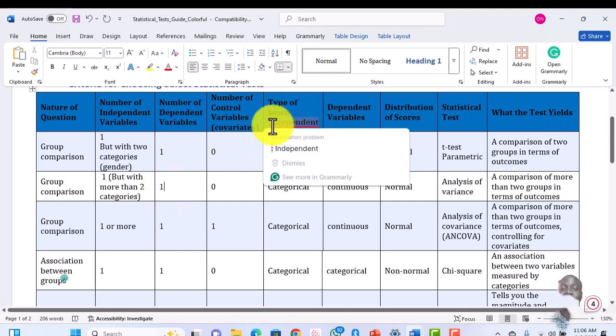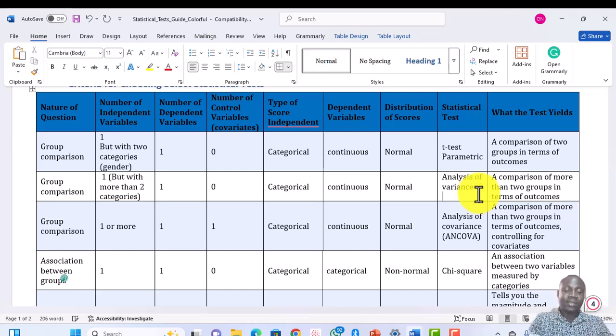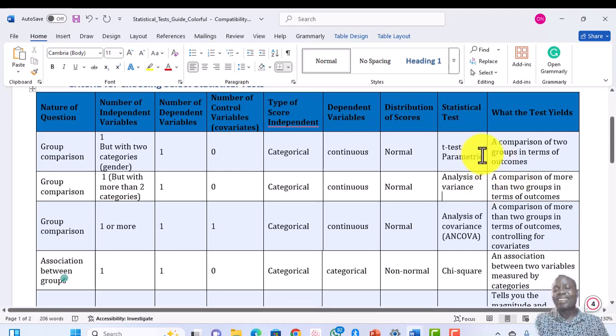The type of score, your independent variable, is also categorical in this situation, while the dependent is continuous. The normality is also valid. I have explained it before. The type of analysis, the statistic that you will do, is also the analysis of variance. That's what is suitable in this circumstance, and it is also parametric.